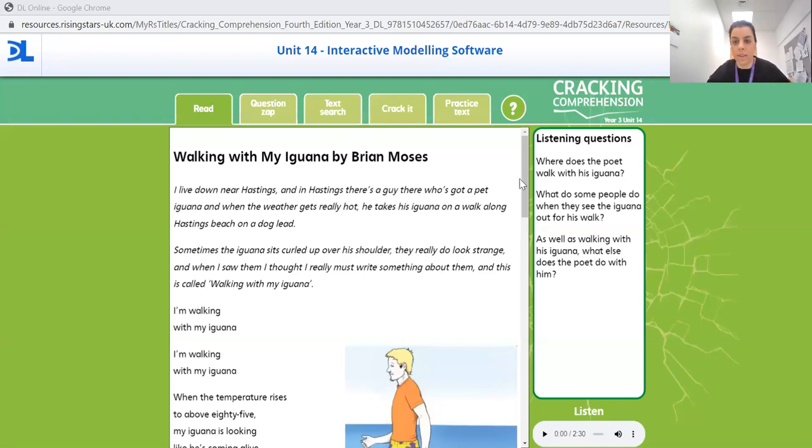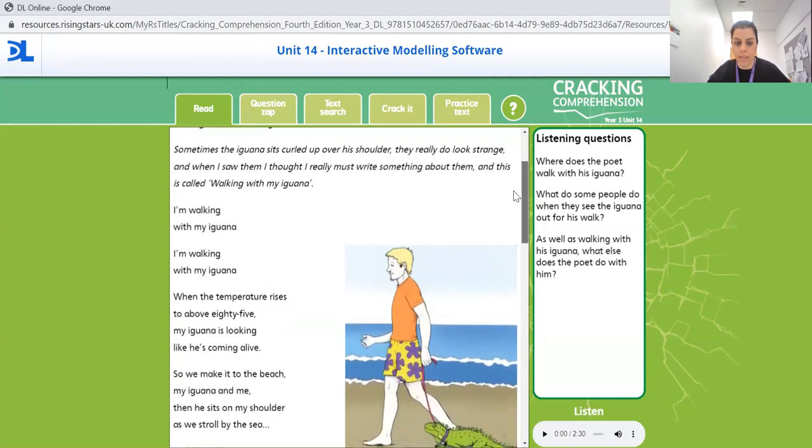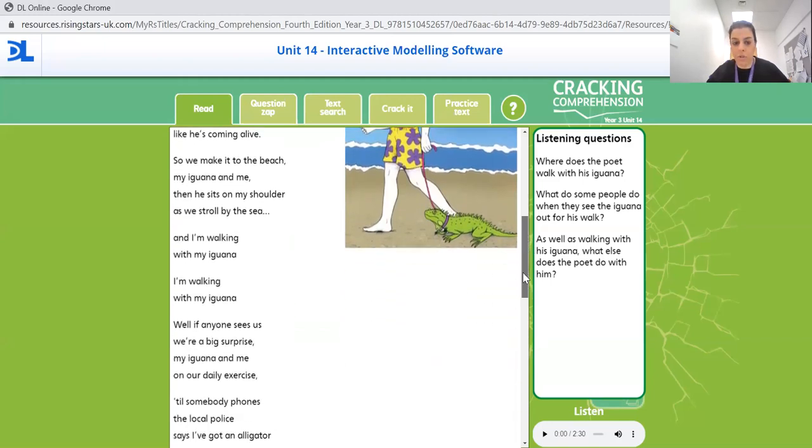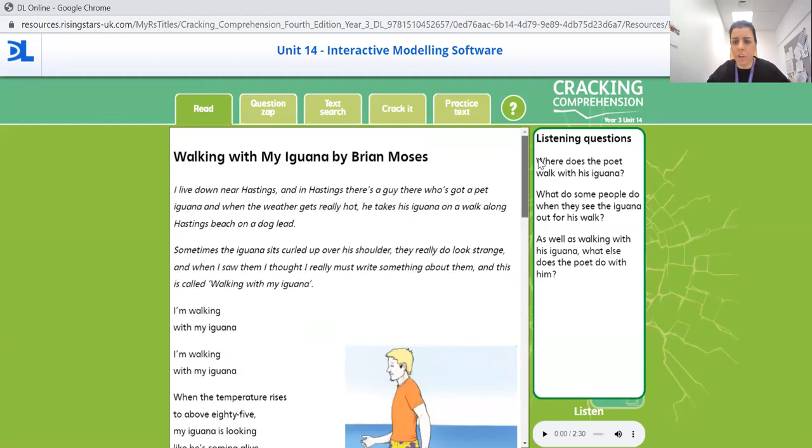So we're looking at a poem today. And it is about an iguana, which is a type of lizard. And you can see it down here in this little picture. That is an iguana. And we're going to go through the poem together, and then we're going to go through some questions. And I'm going to pause it on the text for you to help you whilst you're looking at it. And hopefully that will help a little bit.